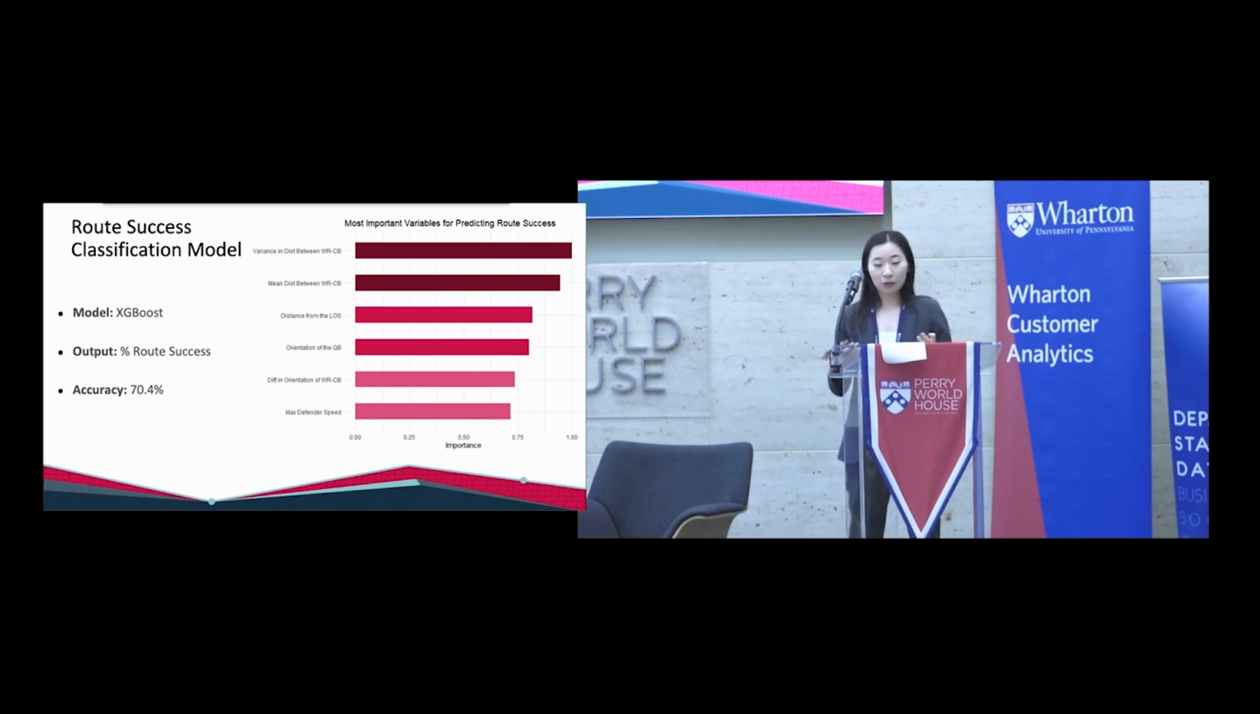Basically, we found that the most important features were the spatial variables that we created, such as separation distances between the receiver and cornerback, as well as orientations and max speeds. So this is what you would expect.